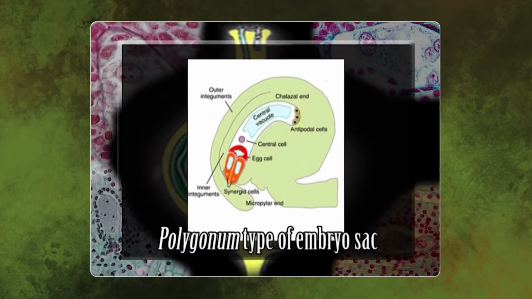Considerable diversity in the pattern of embryo sac development is found among plant species. However, in most flowering plants, the embryo sac has a characteristic organization called the polygonum type, containing 7 cells of 4 distinct cell types.